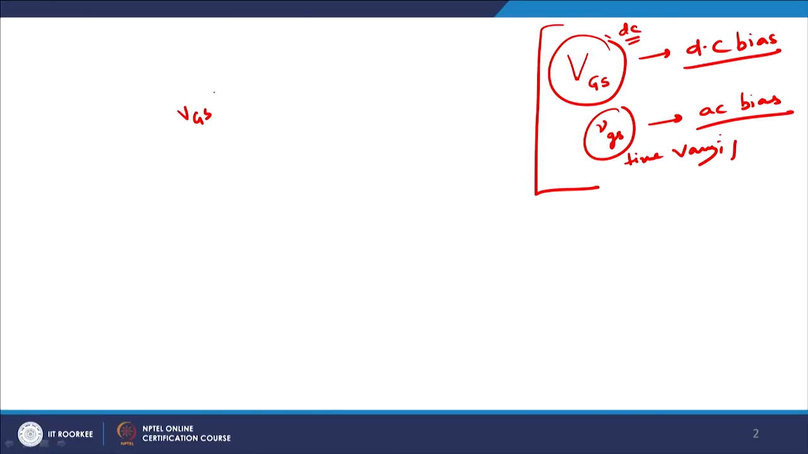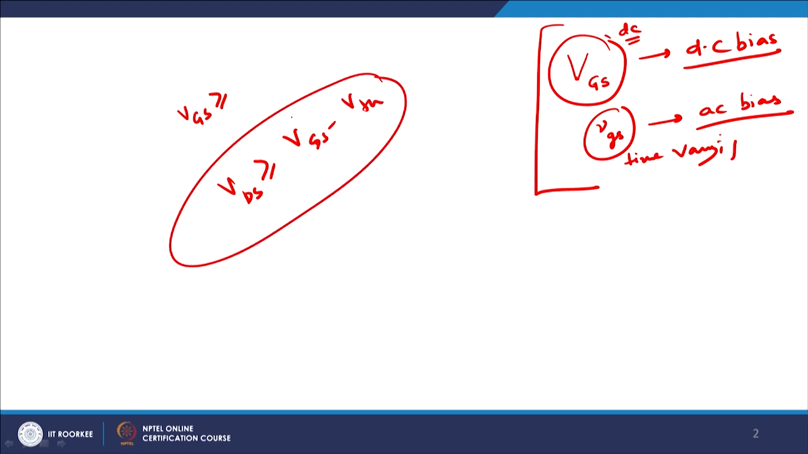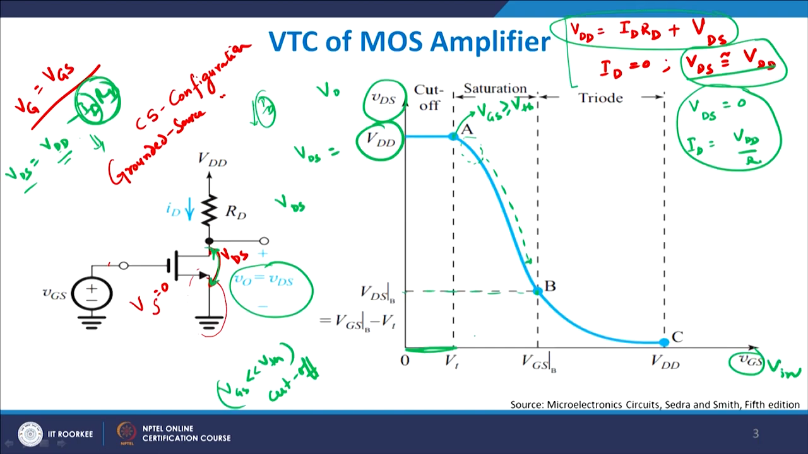The condition for saturation is that VDS should be greater than or equal to VGS minus VTH. This is one condition, and that's the reason VDS should be quite large. So if VDS falls below a particular limit, which is happening here, and the output voltage falls below that limit, you enter the triode region, and that's why you see this is the triode region.